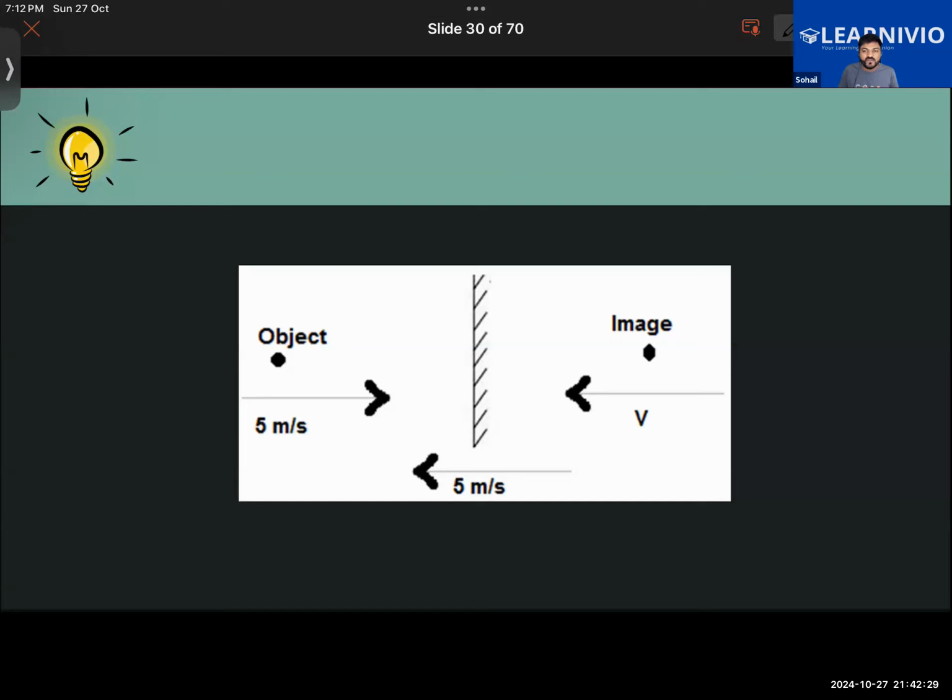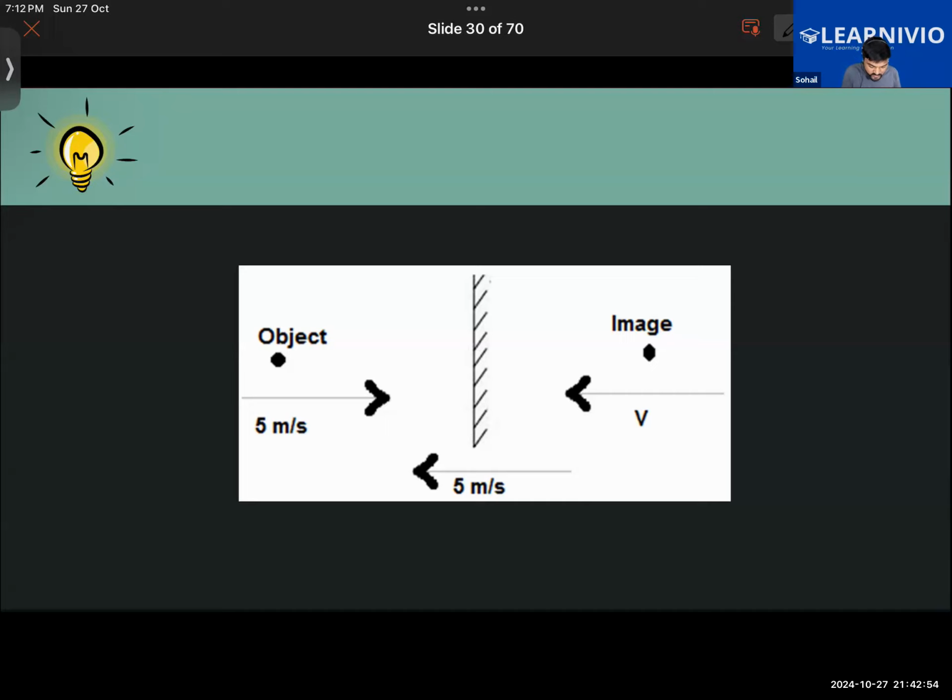Yes, sir. For example, if I am running towards the mirror with a speed of 3 meters per second, the image will also be running towards me with a speed of 3 meters per second. It's not like the image is actually over there and starts to run towards me. As I will be in front of the mirror, my image will form. Then as I run towards the mirror, the image will also run towards me with the same speed.